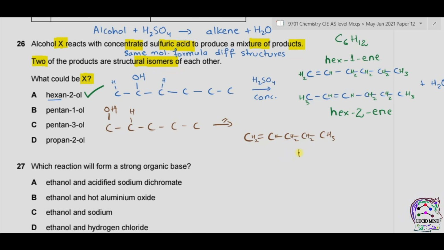And the name is pent-1-ene. For part C we have pentan-3-ol. It means that the OH group is attached on the third carbon atom, and in total we have 5. Now hydrogen can be removed from this adjacent carbon atom or this adjacent carbon atom, so the double bond could either come between these 2 carbons or these 2 carbons.